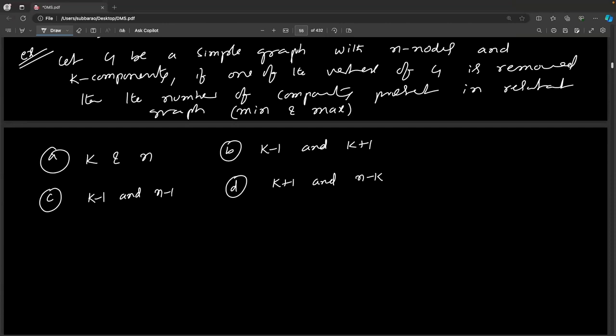You know all the basics. What is component? You know. What is graph? You know. What is vertex? You know. Right? Can you try a little bit?